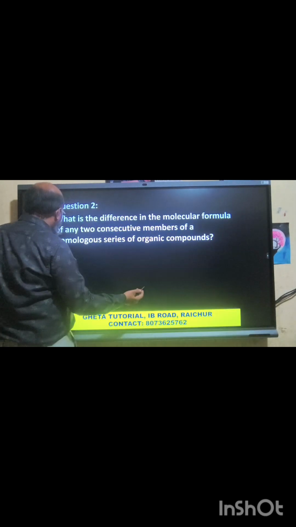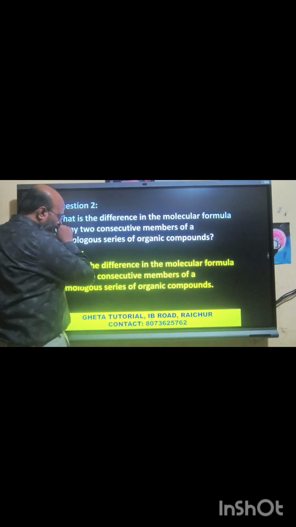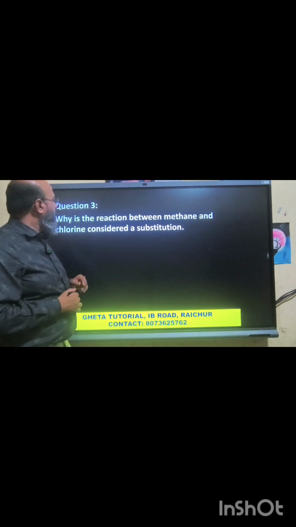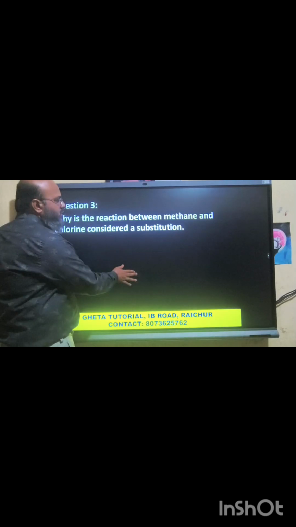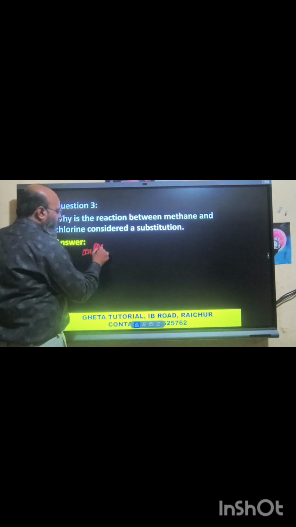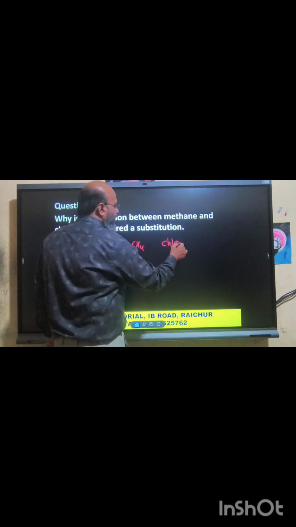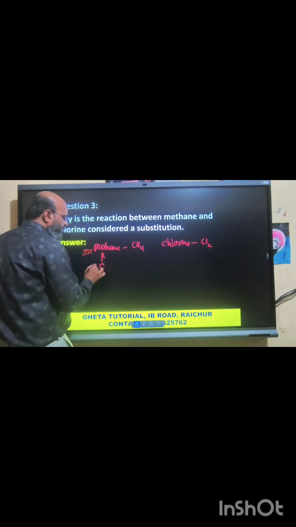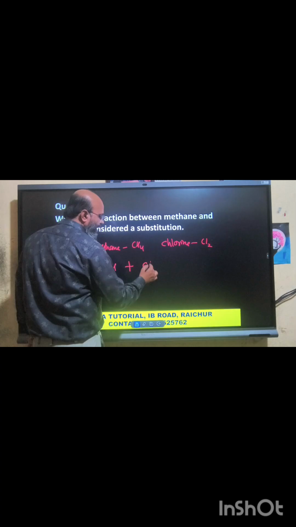So let us go for the third question. Let us see what the third question is. They have given: why is the reaction between methane and chlorine considered a substitution reaction? Methane is CH4, and chlorine we can write as Cl2. So the structural formula of methane is CH4, and chlorine reacts as Cl2.